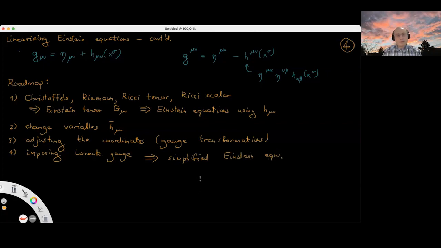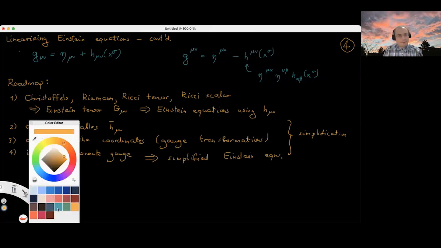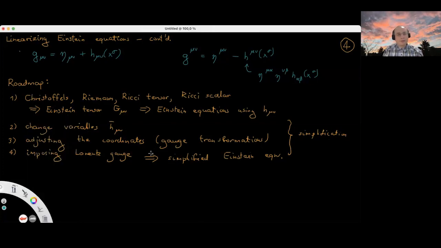That's quite a lot of calculations to do, but I think that if you want to understand relativity, you have to go through this at least once in your life. So do you have any questions regarding the roadmap? The last three steps are just for the sake of simplification of the equations. Since we are working in a particular coordinate system, the equations are not covariant, and I will use green.